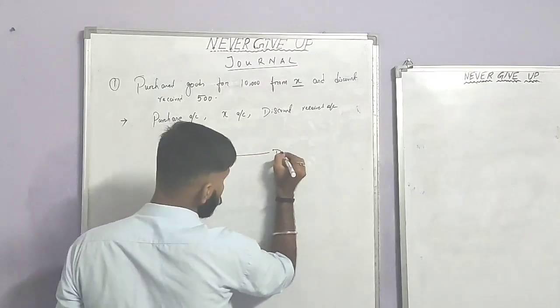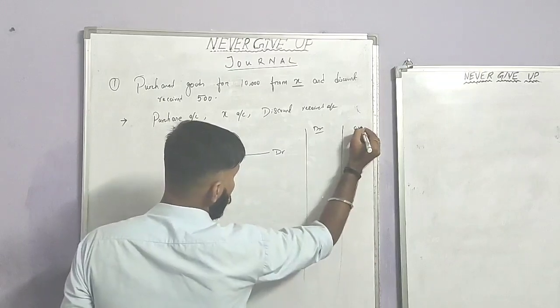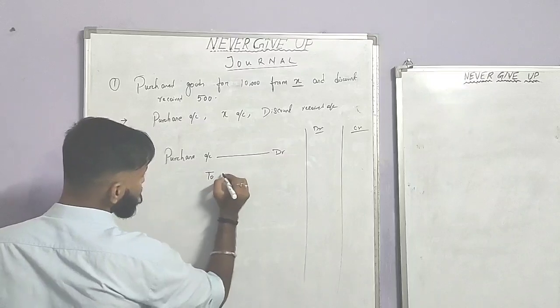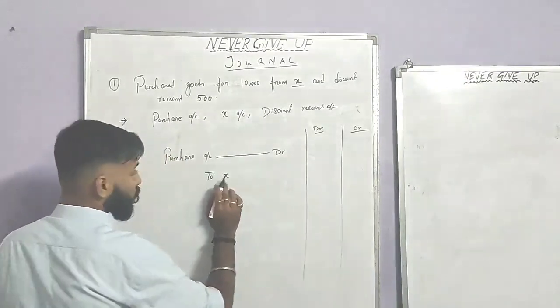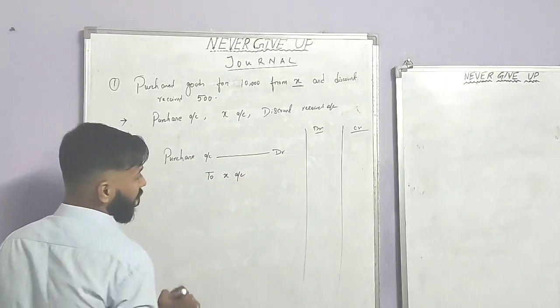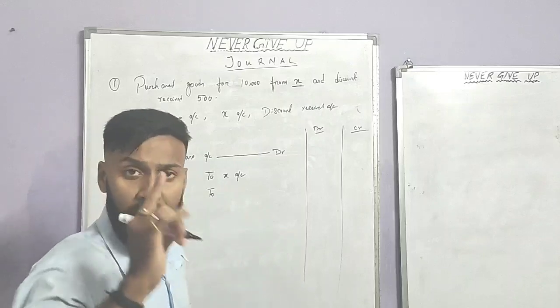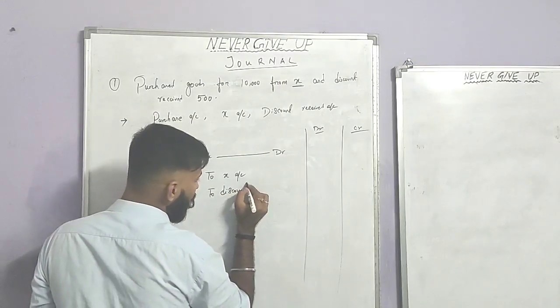Purchase is the expense of the business, so it is debit. Purchase account debit. Who is giving the item? X. To X account. You are receiving the discount. It is your gain, to discount received.